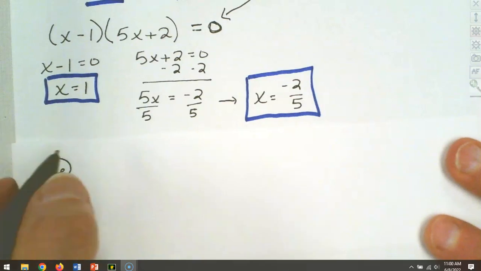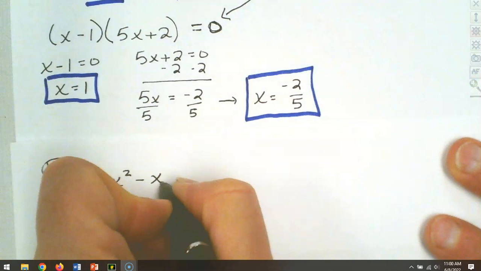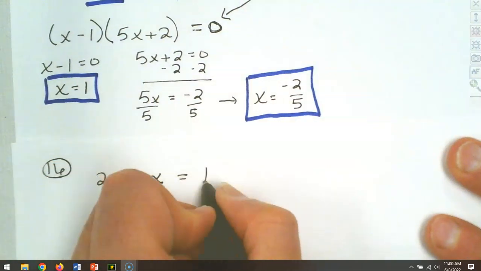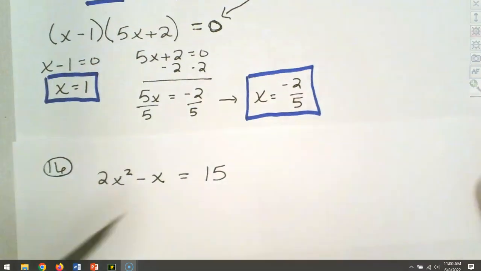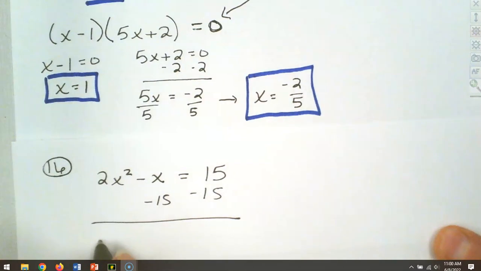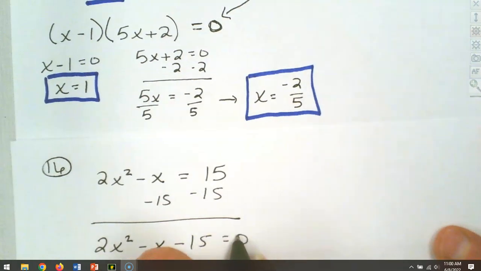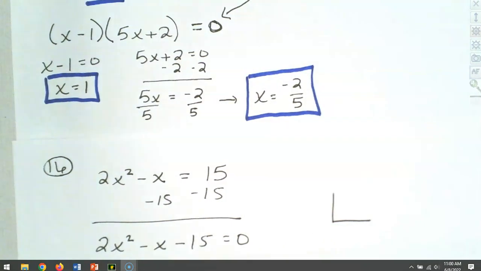On 16, we have 2x squared minus x equals 15. So guide me through the process here. What would you do first? Yep, okay. So that's easy enough. Move the 15 over. It's 2x squared minus x minus 15 equals 0. Can anyone tell me what number is going to go in the box here?